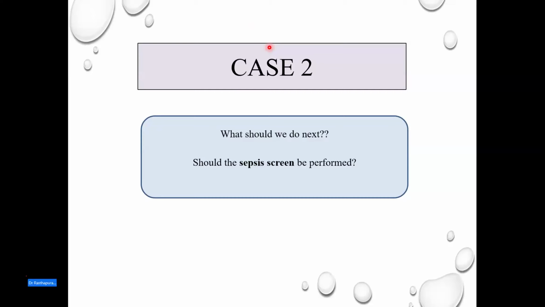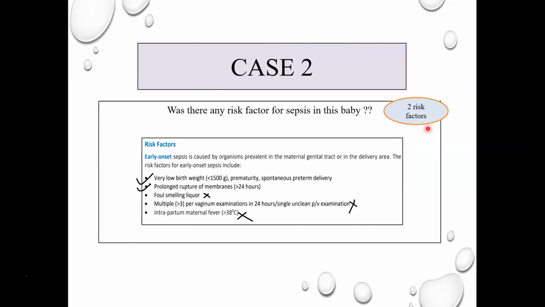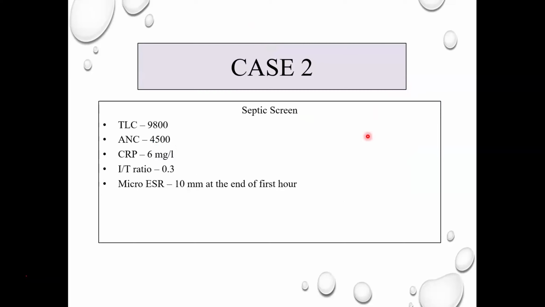So everybody agrees a sepsis screen is a must in this baby. Even though the baby has respiratory distress, which could very well be explained by respiratory distress syndrome or RDS, the baby also has maternal risk factors, right? Mother has leaking PV, TLC count is high, so we have to perform a sepsis screen. So there are two risk factors in this baby.